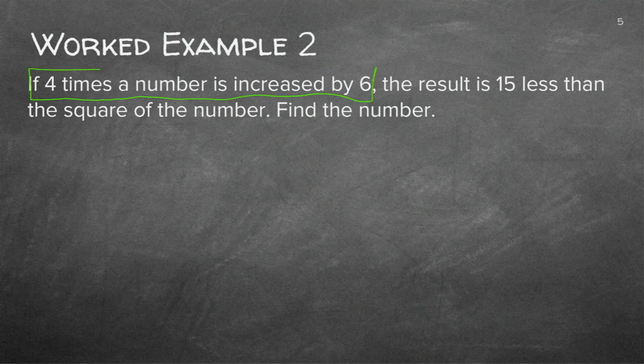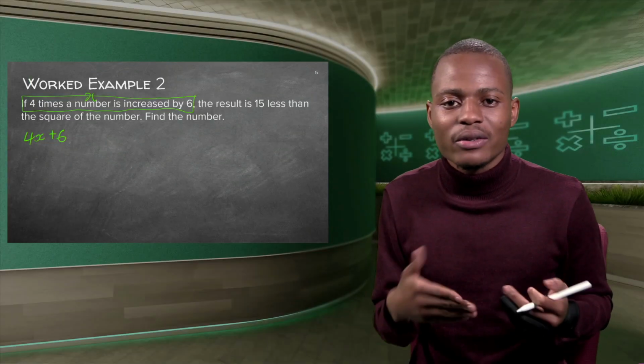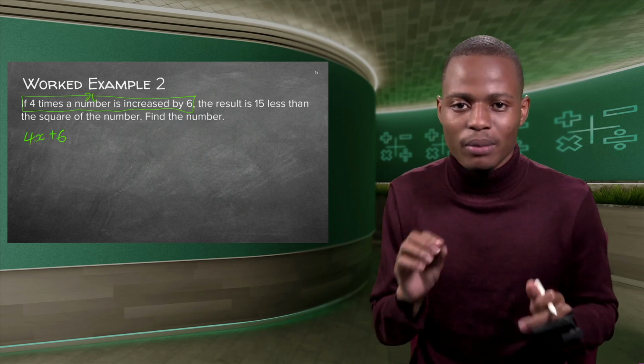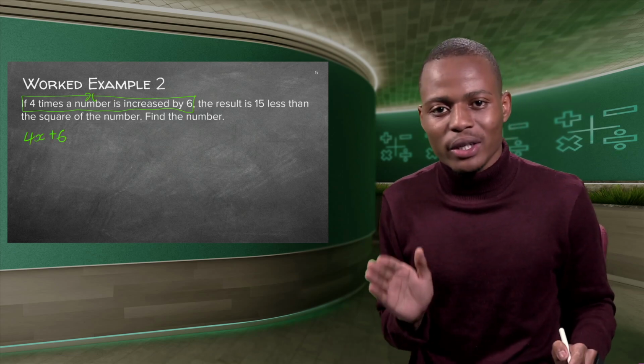If we write this first part in mathematical language, 4 times a number, let's just use that number as x. So 4 times x, which is 4x, is increased by 6. That's how I wrote the first part. So 4 times a number increased by 6 is 4x plus 6.